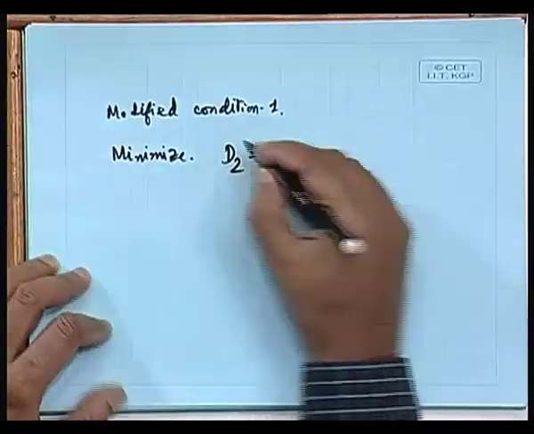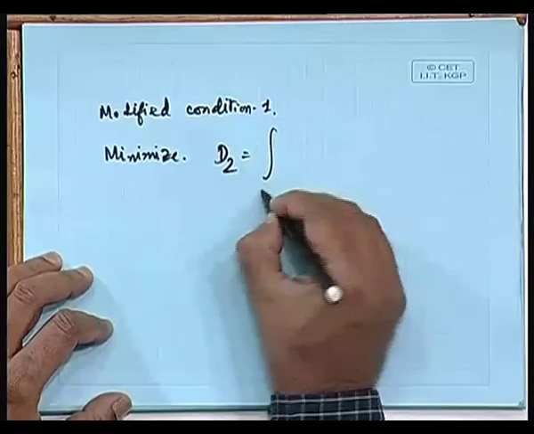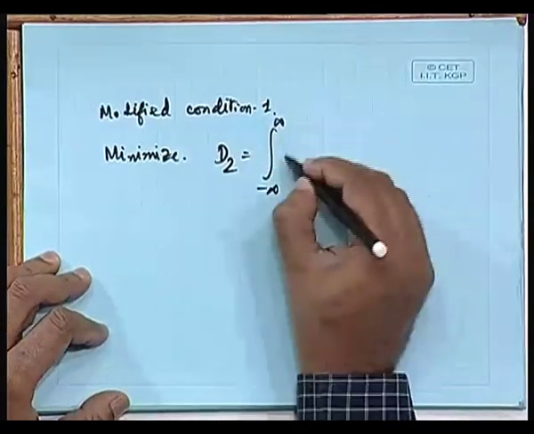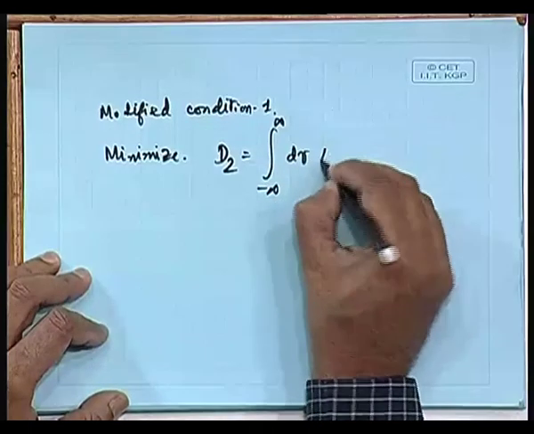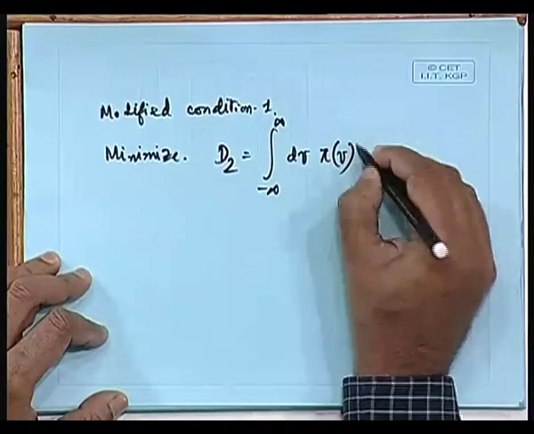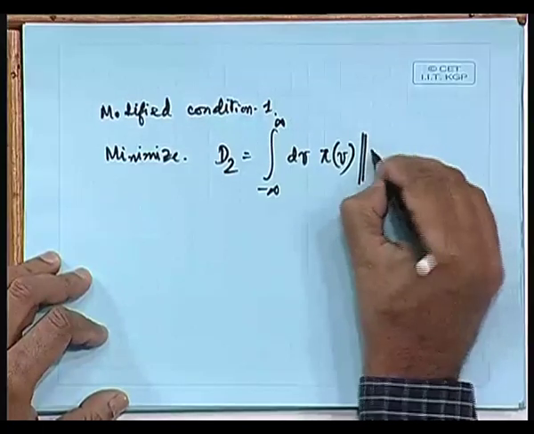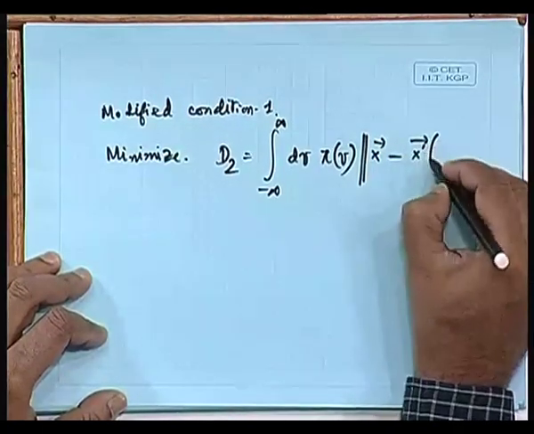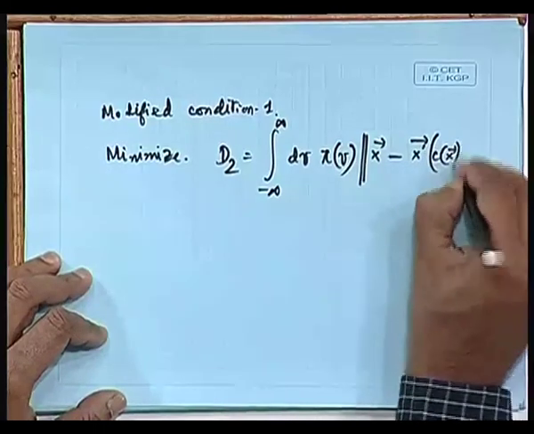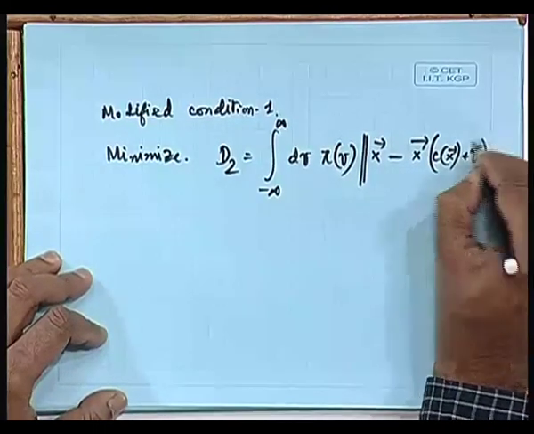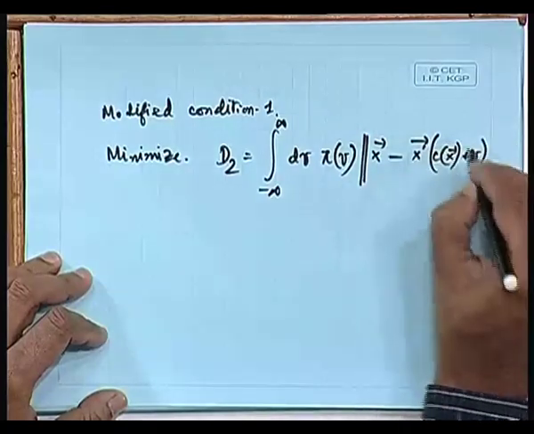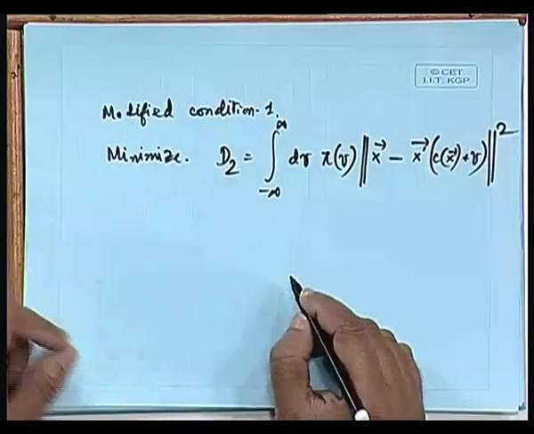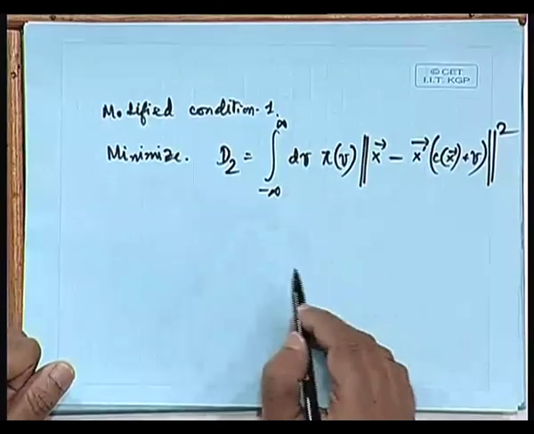So, this minimization of D2 is given by D2 defined as the integral from minus infinity to plus infinity dν π(ν), and the Euclidean distance x minus x prime, whose argument will be C(x) plus ν. So, x minus x prime with this argument, squared norm of this. So, that becomes our D2.